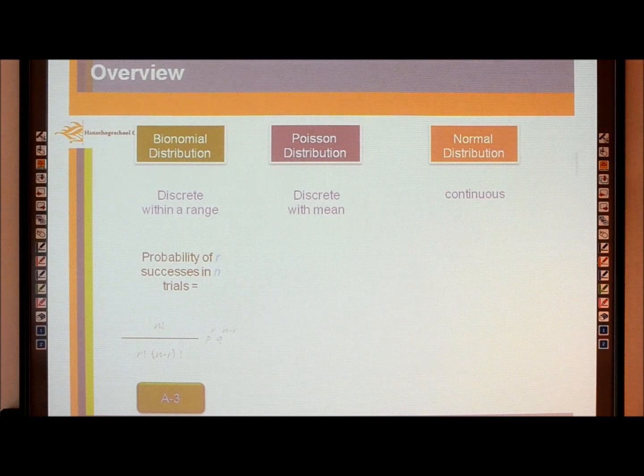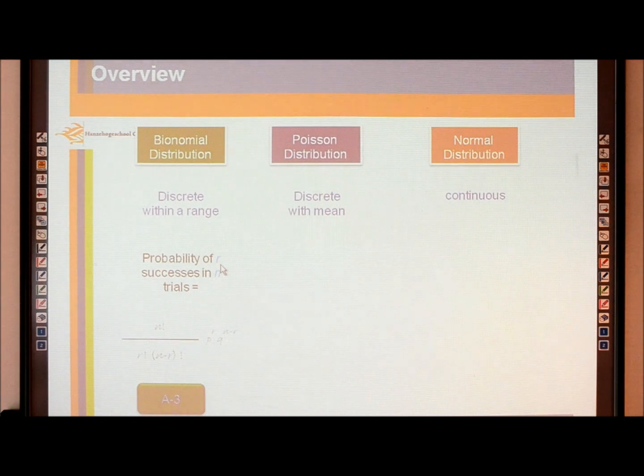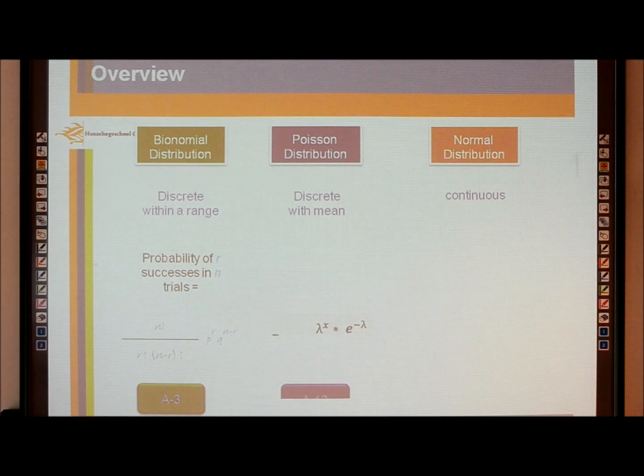For the binomial distribution, we can use this equation. In this equation, n means in total how many times you have, and r means the number of successes. We can also say the probability of one side. For the Poisson distribution, we use this equation. In it, there is one symbol called lambda, and that refers to the mean of the discrete data.